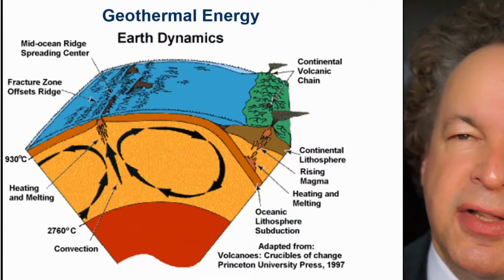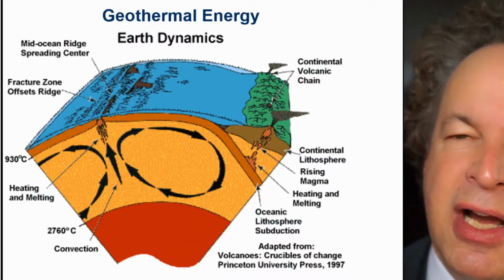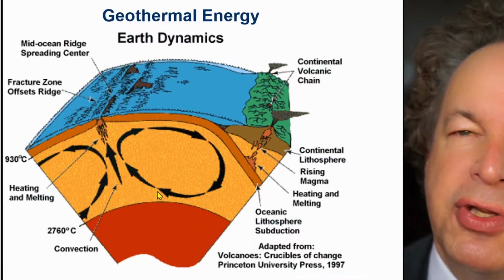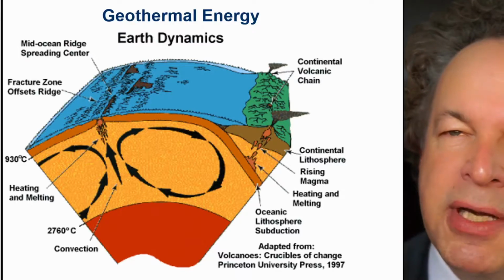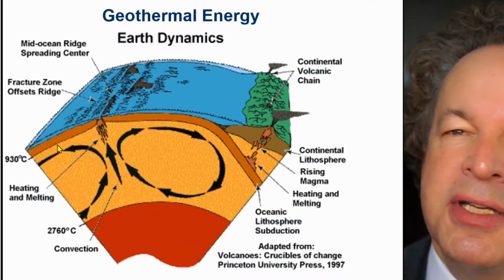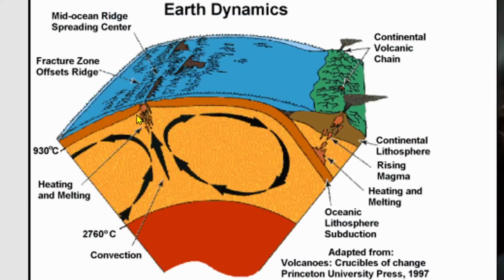Here you see the Earth dynamics. So we have the hot core of the Earth. Via convection, the heat is transported to the surface and is most apparent at the tectonic boundaries, as you see here for the ridge, and there it's easiest to extract geothermal energy.